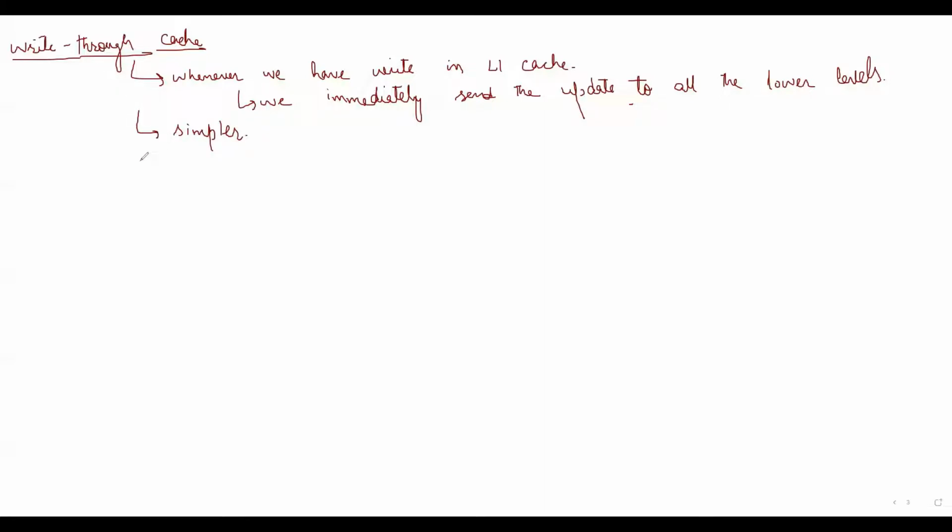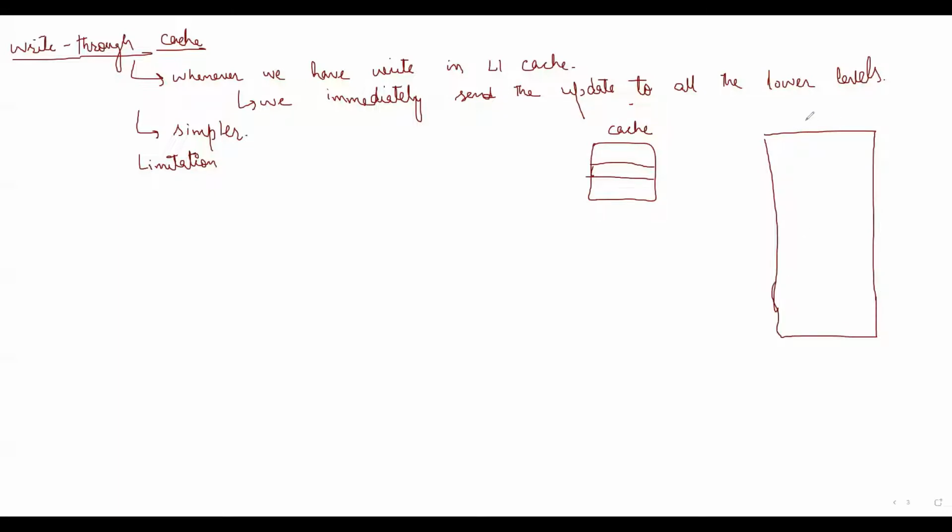Okay, however, it has a limitation. Let's suppose this is my cache, and this was some entry, and this entry is mapped to this particular entry in main memory. Let's say initially this is 60 and this is also 60. Now let's say a write comes, write 1.